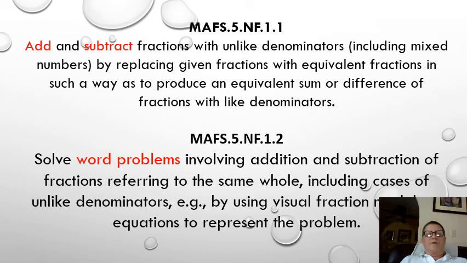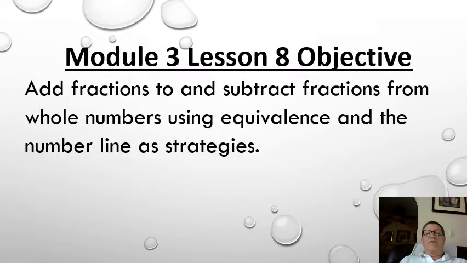All right. Now today's lesson, we're still doing MAFS 5 NF11, which is adding and subtracting fractions with unlike denominators. But we're also going to be talking about MAFS 5 NF12, which is specifically word problems, where you're still adding and subtracting. Now the difference is that now we're going to add and subtract fractions from whole numbers using equivalence and number line strategies. And we're really going to just focus on number line strategies for this lesson.